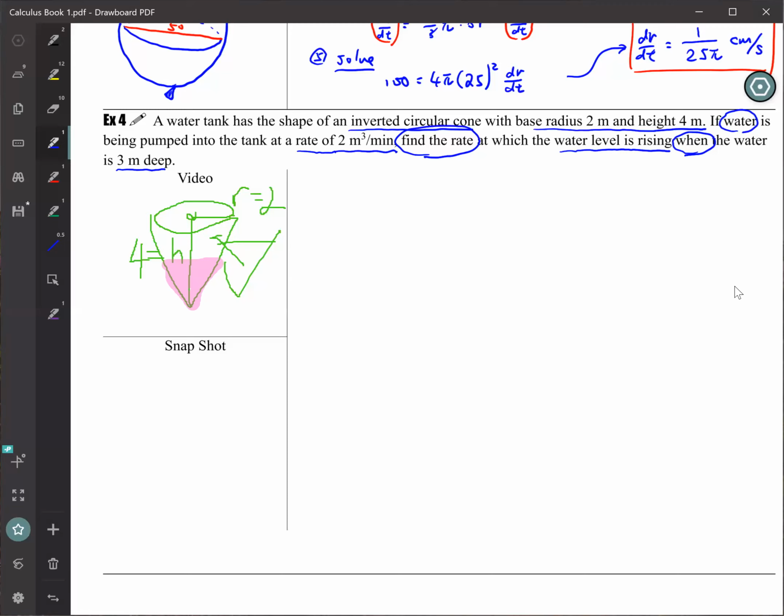Oh, nice. Thank you. Blood. Oh, that's ugly. I don't know what that is.